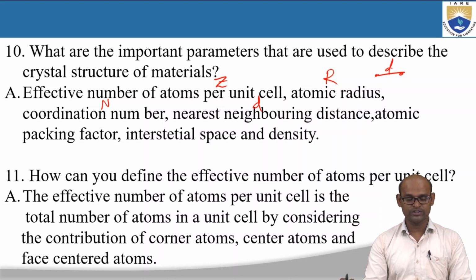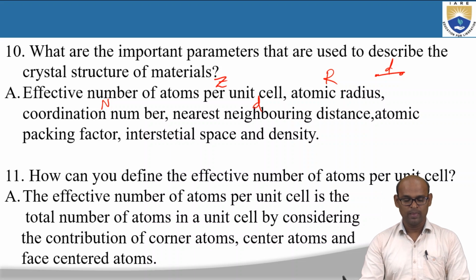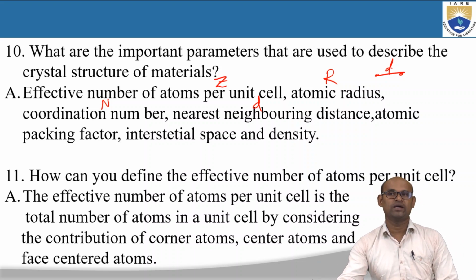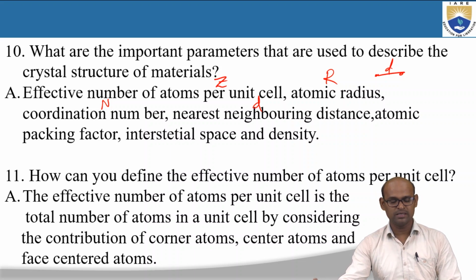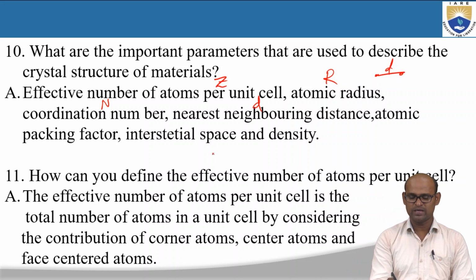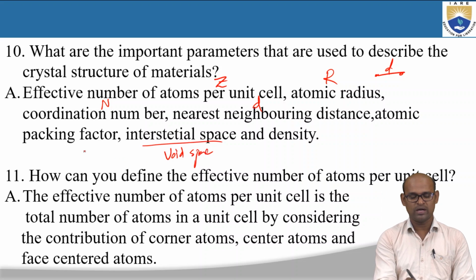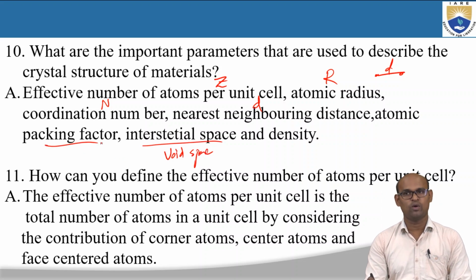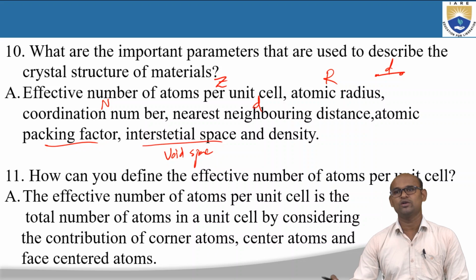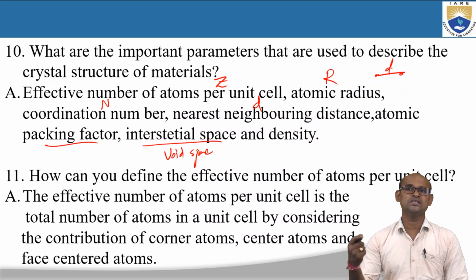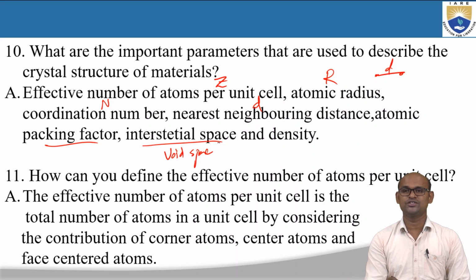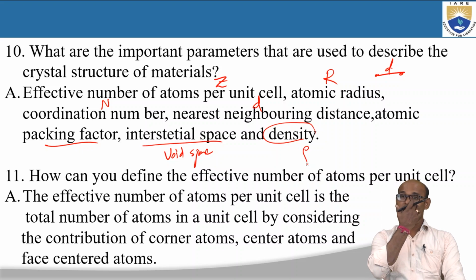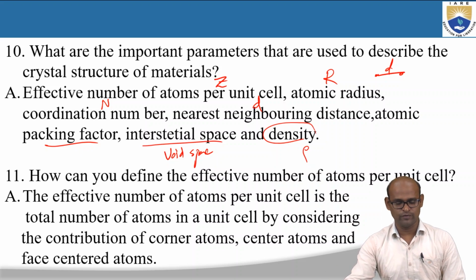Atomic packing fraction. What is the atomic packing fraction? It is the volume occupied by the atoms in a unit cell, and the interstitial space is the void space or empty space. So the atomic packing fraction will tell you the occupied volume, that is, the volume occupied by the atoms, and the remaining space is the interstitial space or void space. And finally you need to know the density. So these are the important parameters to describe the crystal structure of any material.